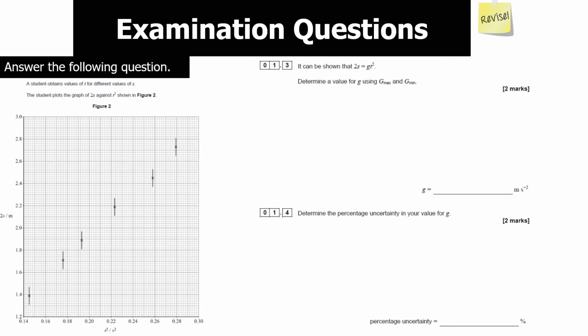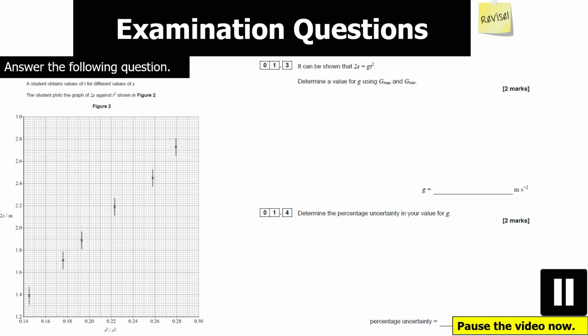Now the next question says it can be shown that 2s equals g t squared. So determine a value for g using G max and G min, and then determine your percentage uncertainty in your value for g. So pause the video now, then unpause the video when you want to go through your answer.